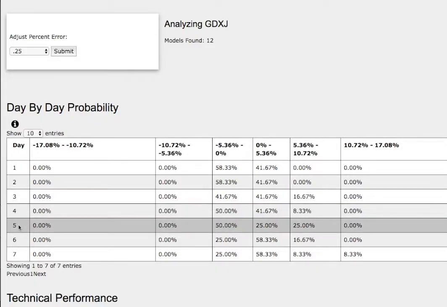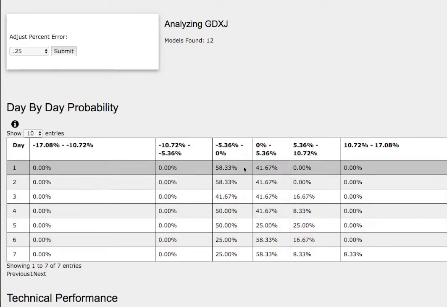As we progress to the 5th day or week of trading, we have a 25% chance for it to climb between 0 to 5.4%. And further extreme case to the upside, a 25% chance to climb between 5.4% to 10.7%. As for a downside, we have a 50% chance for it to fall between 0 to negative 5.4%.